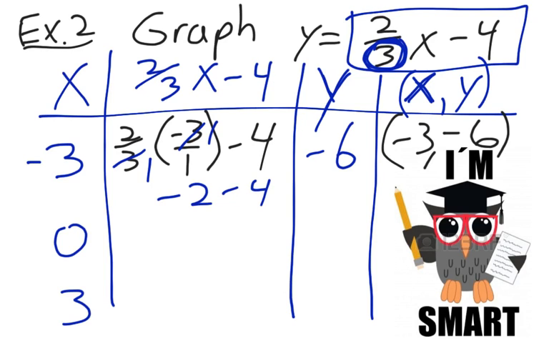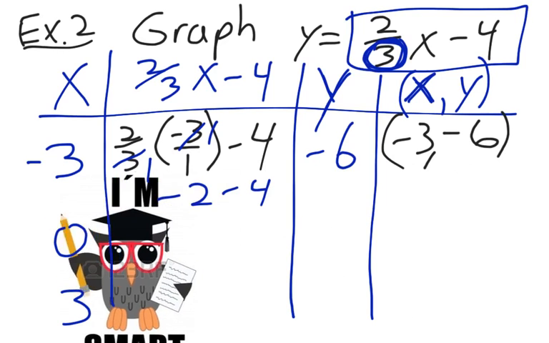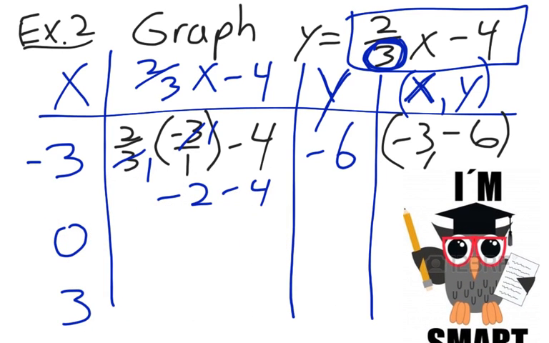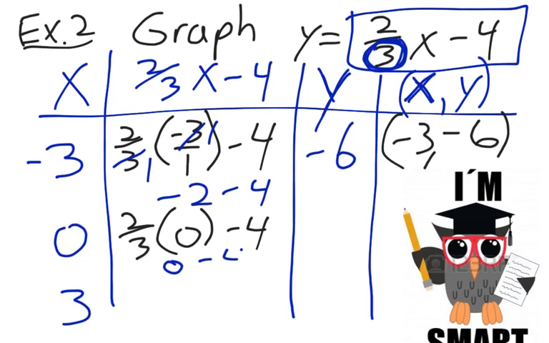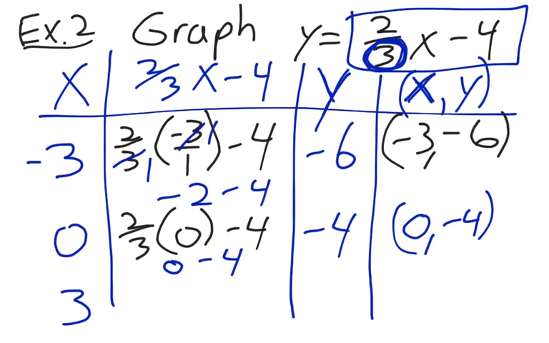Alright, let's be smart again and choose 0, because 0 is real easy to deal with. And we have 2/3 times 0 minus 4. Anything times 0 is 0, so that would just be 0 minus 4, and 0 minus 4 is negative 4. Write that as an ordered pair, and we have 0 comma negative 4.